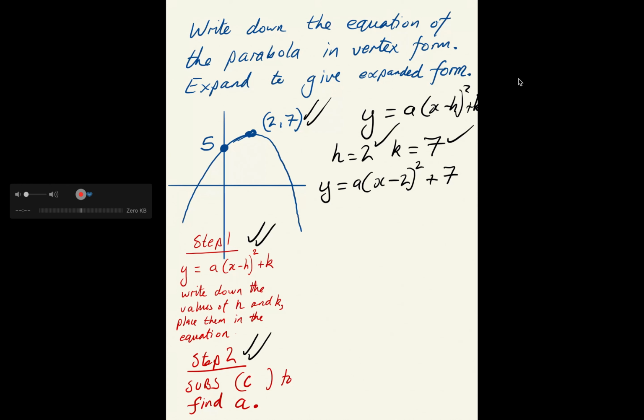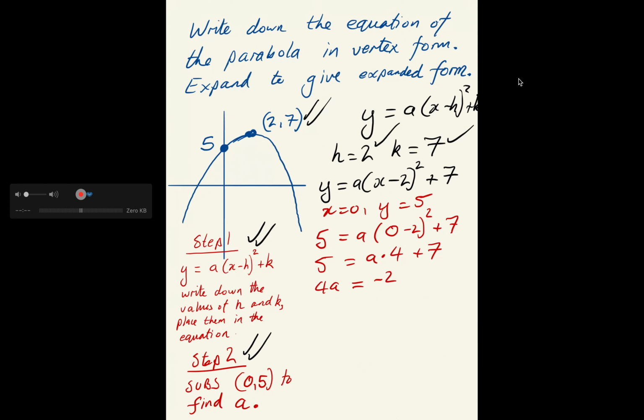So this is (0, 5), okay? So make x equal to 0, y equals to 5, and find the missing value a. So 5 equals a, substitute x equals 0 in, 5 equals a times (-2) all squared, which is +4. When you rearrange this, 4a equals -2. So I've got a equals -1/2, okay?